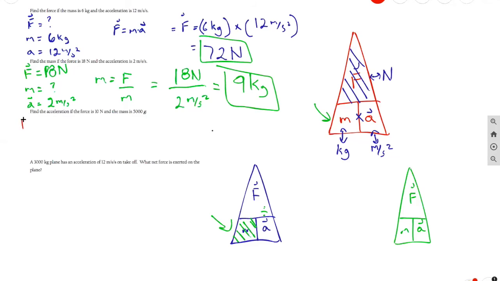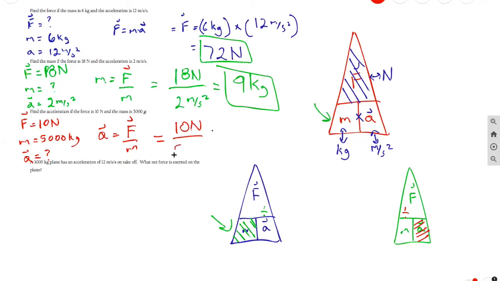Find the acceleration if the force is 10 newtons, the mass is 5,000 kilograms, and you want to find the acceleration. Crossing out the acceleration, I see that it's going to be A equals force divided by mass. And I'm going to divide the force by the mass.